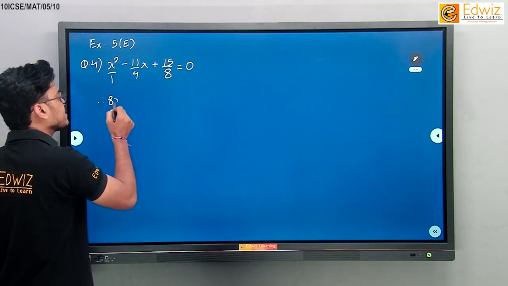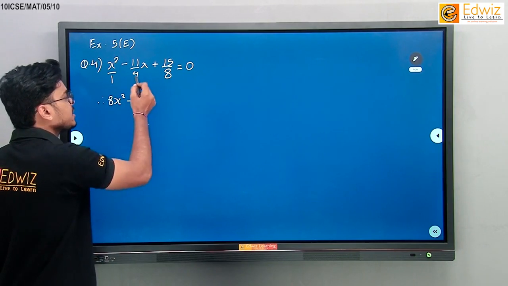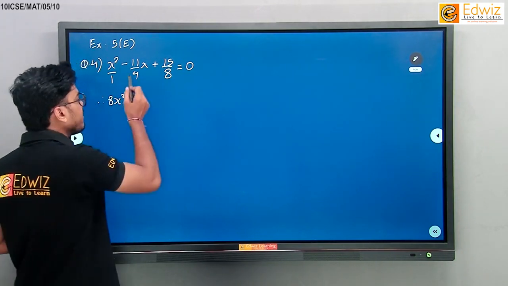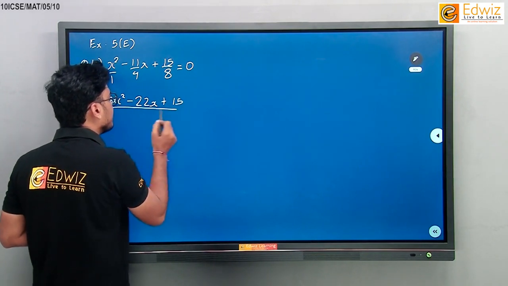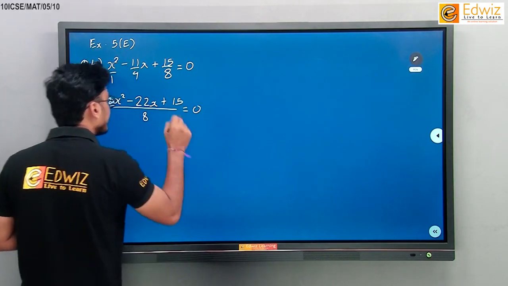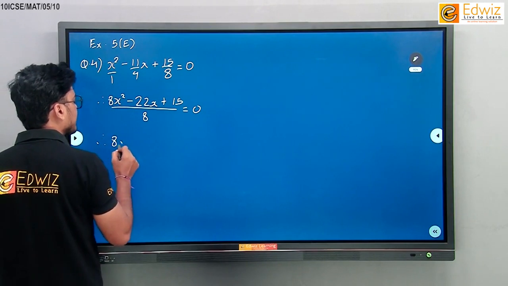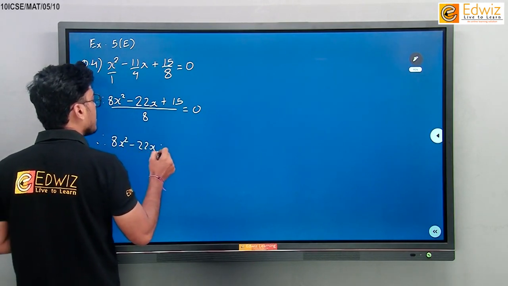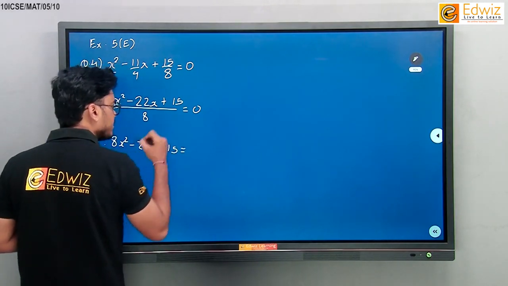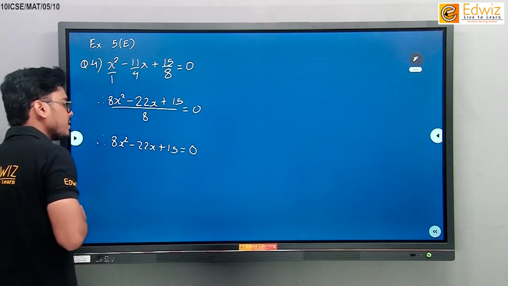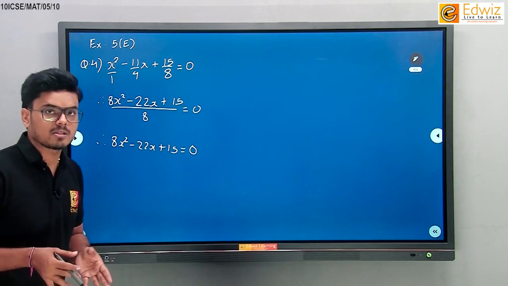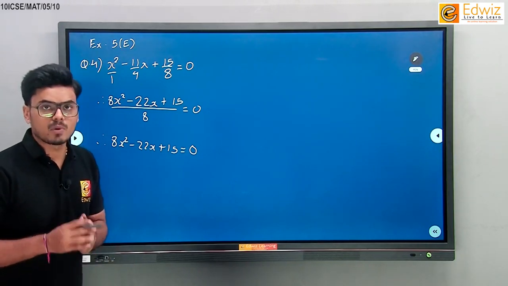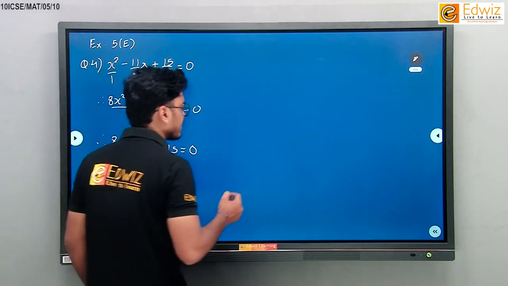It will become 8x square. We will multiply this with 2 to make it 8. Correct? So 11 into 2, 22x. Plus 15 divided by 8 equal to 0. Send 8 on the other side. Our equation is 8x square minus 22x plus 15 equal to 8 into 0, that is 0. Now we need to solve this equation. So let us solve it using factorization method, or you can use formula method as well. But let us try factorization here.